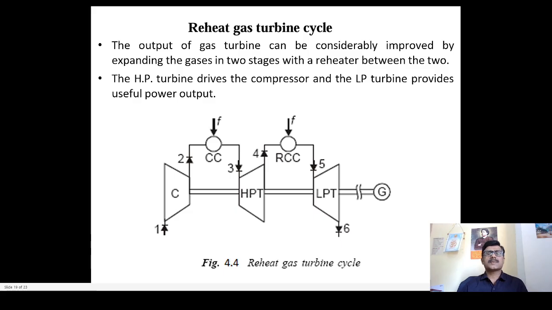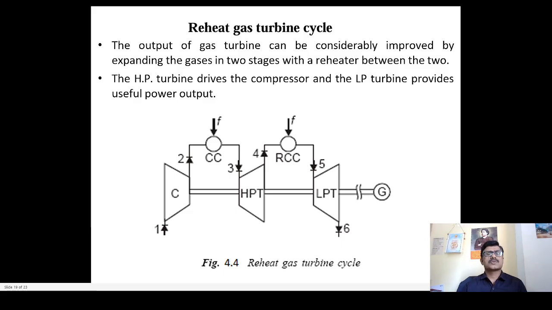The power obtained from the high pressure turbine will be used for the operation of the compressor, and the low pressure turbine also provides useful power output, isn't it? So this arrangement for the gas turbine cycle may not affect the work required for the compression, but it definitely increases the output which can be obtained in the gas turbine cycle.